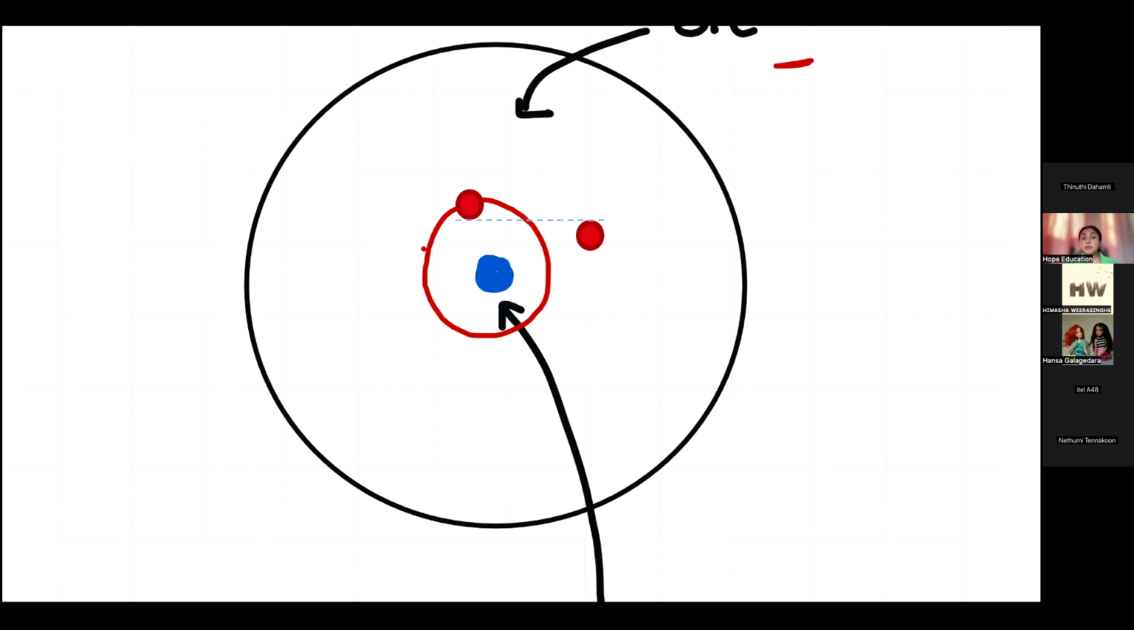They don't fall because they're moving very fast. They're moving like this, very fast. Since they're moving very fast, they don't have time to fall onto the nucleus. They are negatively charged, nucleus is positively charged, so they are attracted.